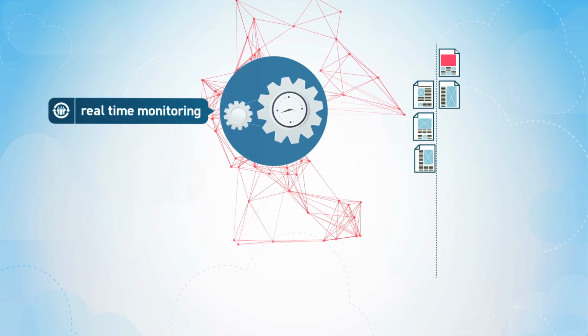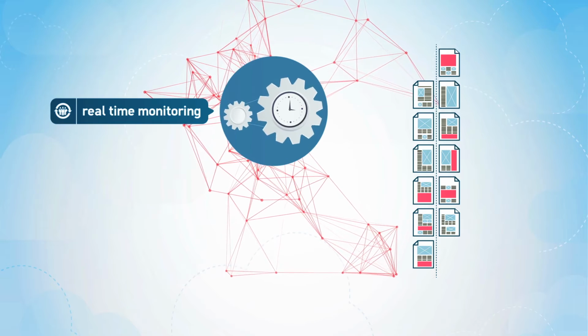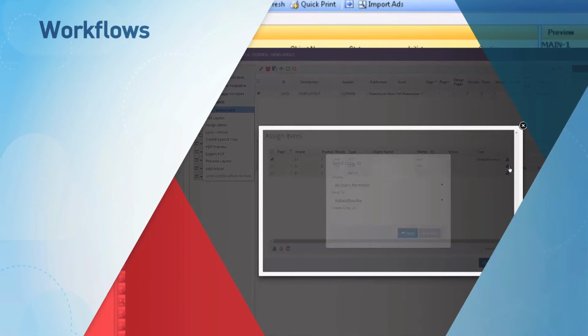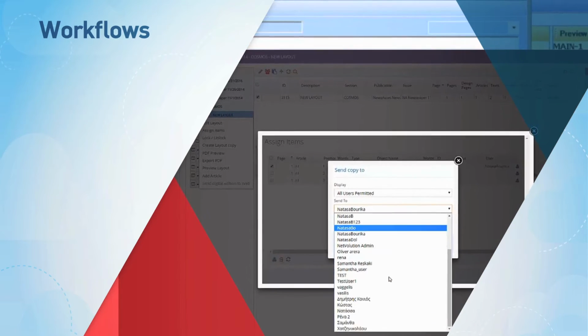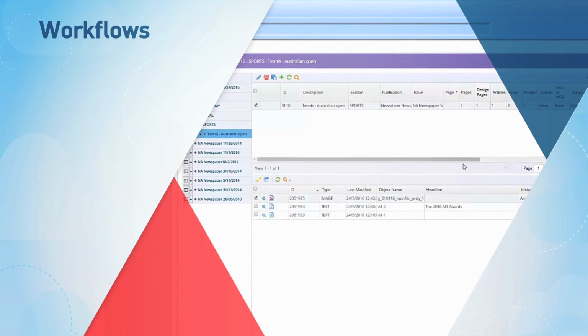Publishing process is covered end-to-end via easily configured, flexible workflows, leading to significant operational cost reduction. Editors can choose a template for a page and assign articles to journalists and photo editors, or start from existing material and associate them with a certain layout.